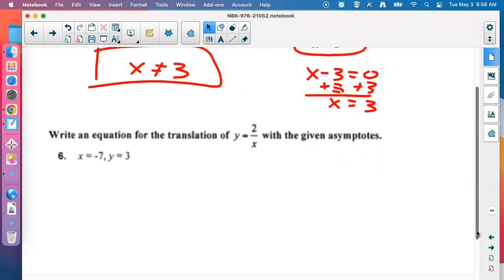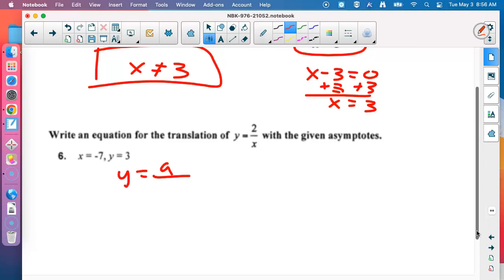Now with that same model, we have this problem. And it says, write an equation for the translation of y equals 2 over x with the given asymptotes. And our asymptotes here are going to be x equals -7 and y equals 3. First off, where does the 2 go? That's A, exactly. It's saying put that 2 on the top. Now, what had to be down here in the denominator for us to say that x equals -7 was a vertical asymptote? X plus 7.